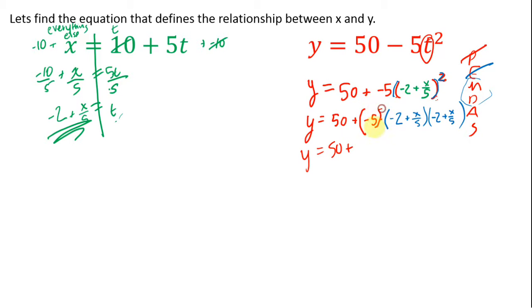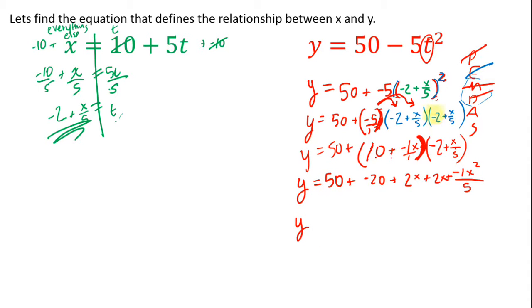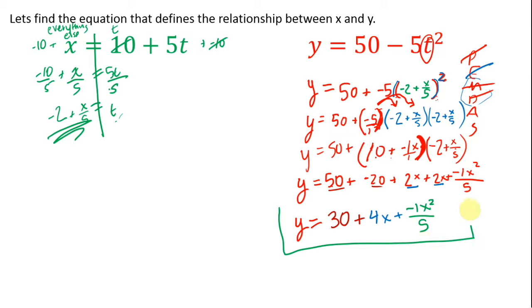I have 3 factors all being multiplied together. It doesn't matter the order that I multiply my terms, so I can just multiply the negative 5 with my first factor, negative 2 plus x over 5, and in my next line of work, I can multiply the product of that with my other set of negative 2 plus x over 5. Moving on to addition and subtraction, which is just combining like terms, and I'm all done. This is the equation that defines the relationship between x, my horizontal position, and y, my vertical position.